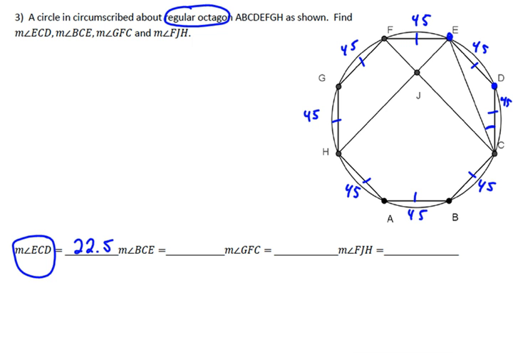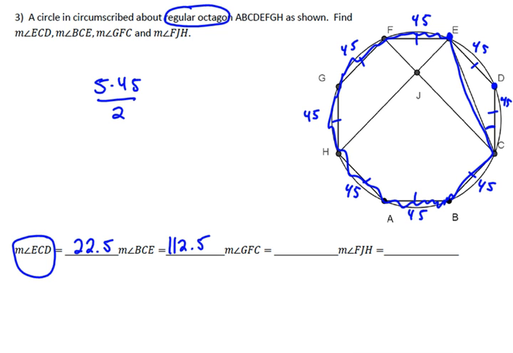BCE, well, BCE would be this angle right here. And so it's going to be an inscribed angle, half of the arc that goes all the way around from B to E, which is five 45-degree arcs. So you multiply 5 times 45, and then divide that by 2, because an inscribed angle is half of the arc. And so when you multiply that out, you get 112.5. So BCE is 112.5 degrees.